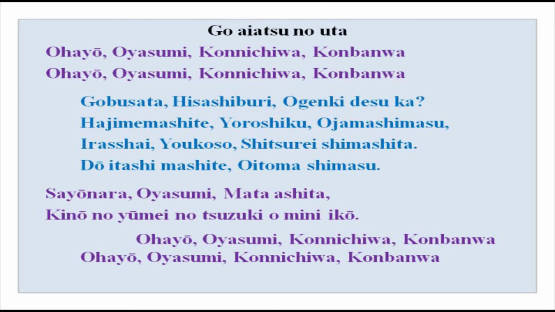Gobusata hisashiburi, o genki desu ka? I haven't met you for a long time. O genki desu ka? Hajimemashite, yoroshiku, ojama shimasu. Irashai, youkoso, shitsurei shimashita. And dou itashimashite, oitoma shimasu. You have done shitsurei shimashita, meaning I will excuse myself. Now, and again you have the chorus over here.